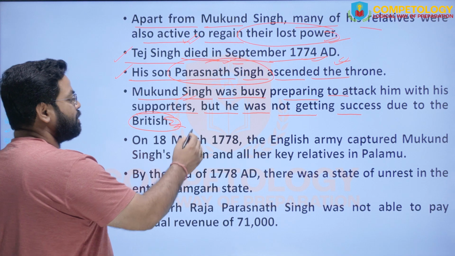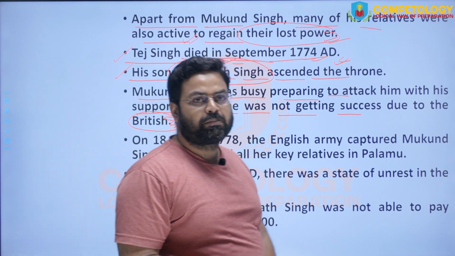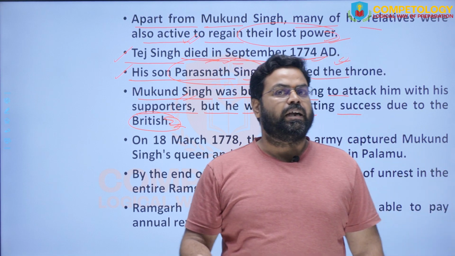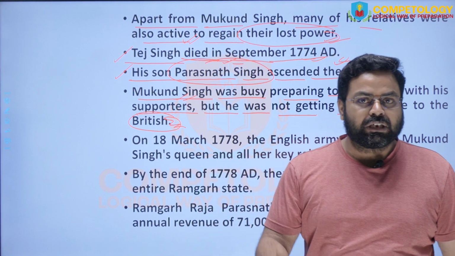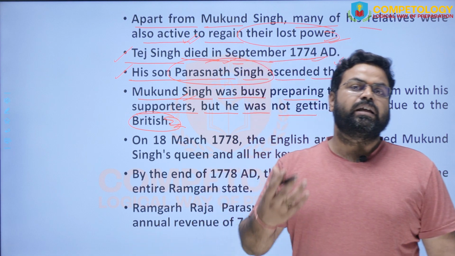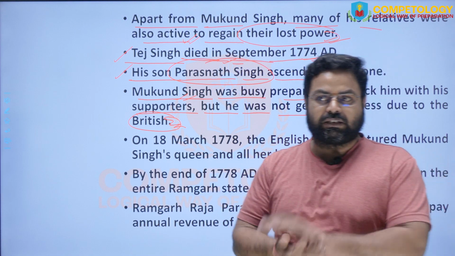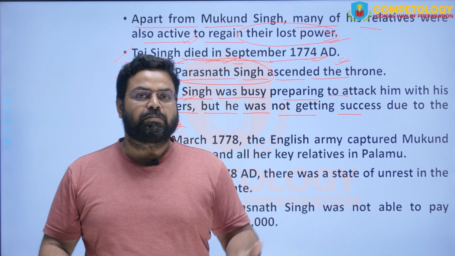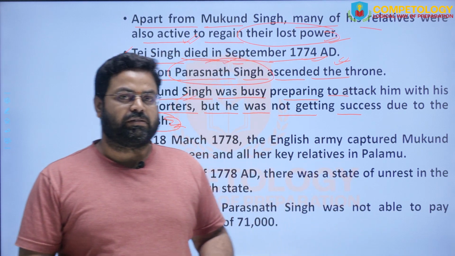The East India Company was continuously supporting Parasnath Singh because the company was getting a handsome amount of revenue yearly from Parasnath Singh, and for that matter, they had to support him. Otherwise, from where would they get the money? Because their main motive was to make money in this region.